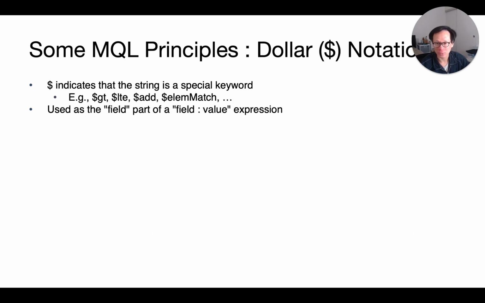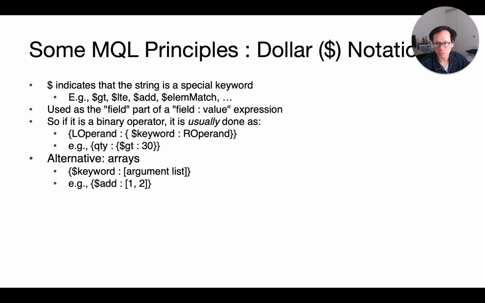Different operators in MQL are invoked using the $ sign notation, for instance, greater than, less than or equal, etc. To construct predicates using these operators, we put them in the field part of a field, followed by a colon, and then a value expression. For instance, if we want to return all documents with quantities over 30, then we specify that as quantity colon, and then a pair of curly braces surrounding the predicate itself.